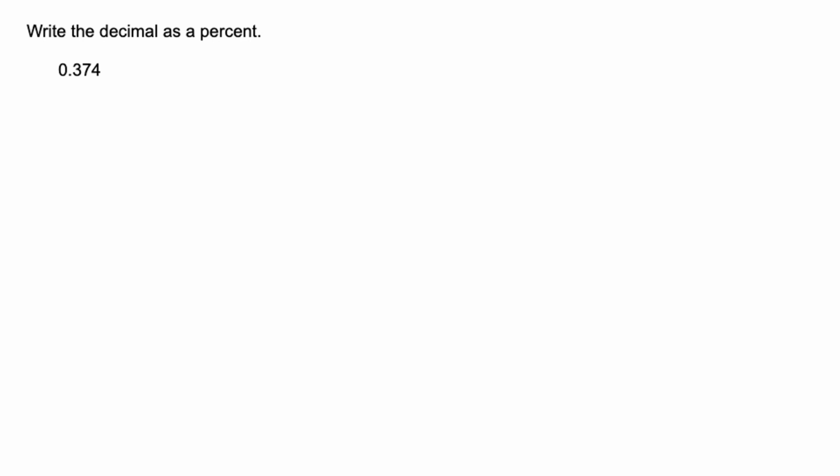Write the decimal as a percent. Now we have a decimal value and we want to convert to a percentage. To do this, we're going to multiply by 100. So we'll take the decimal 0.374 and multiply by 100. Therefore, we get 37.4%.